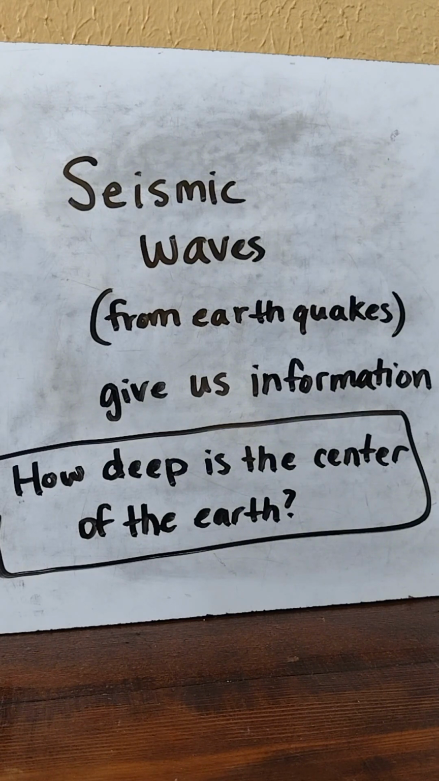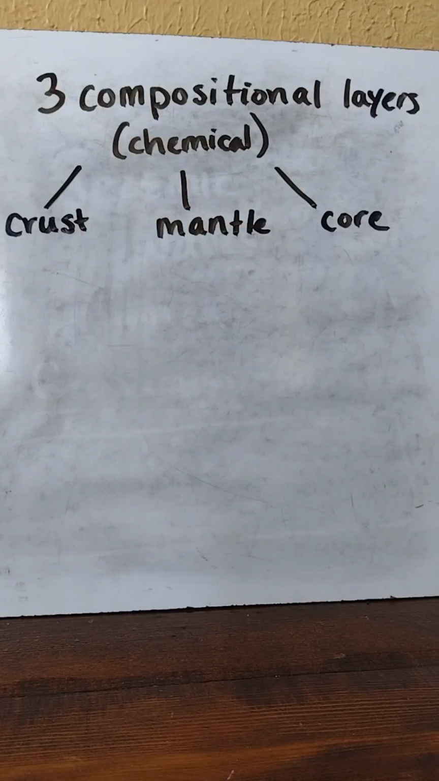So the center of the Earth is about 4,000 miles deep. Scientists have drilled down to only about 8 miles to take readings and samples. Based on the information we've gathered so far, scientists have divided up the Earth into compositional layers, which is the chemical part, and mechanical layers, which is the physical part of our Earth.